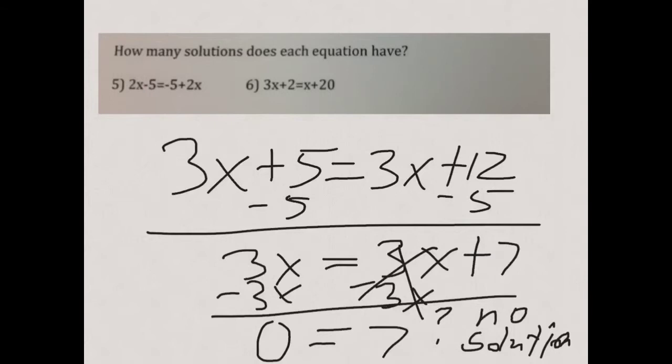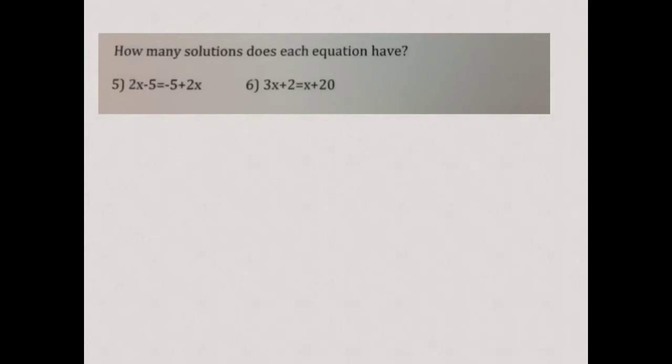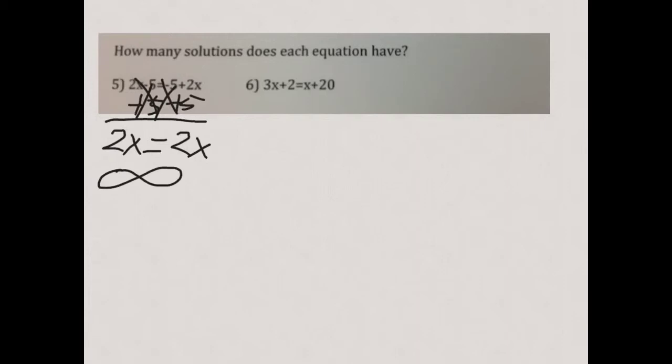So if we look at these right here, we have 2x minus 5 is equal to negative 5 plus 2. Well, one thing I can do is, I had mentioned before about switching positions. I can rewrite this as 2x minus 5 is equal to, I can put the 2x first, 2x minus 5. I could even start solving this and say add 5, they cancel each other out, and I get 2x is equal to 2x. That's infinite.